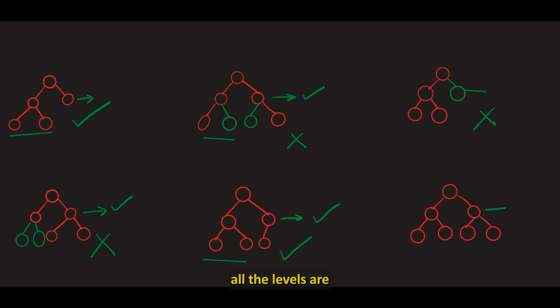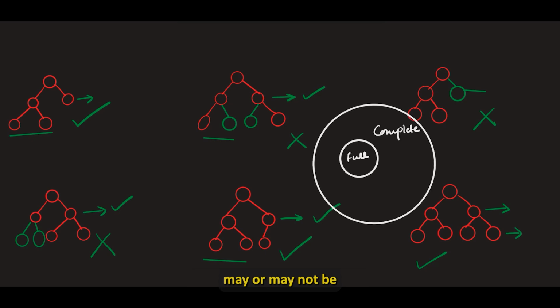In this tree, all the levels are completely filled. The penultimate, the last level, all of them are completely filled. So this is a complete binary tree. In fact, this is a full binary tree as all the levels are completely filled. So we can say that a full binary tree is always a complete binary tree, while a complete binary tree may or may not be a full binary tree.